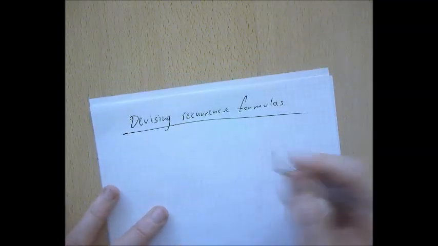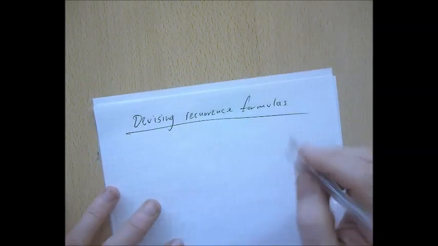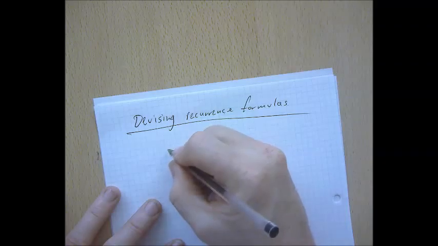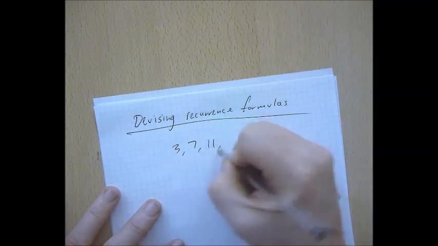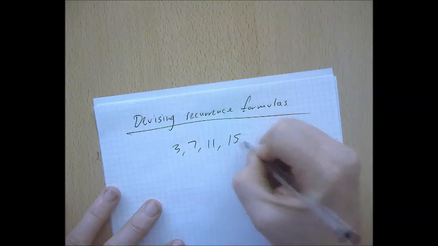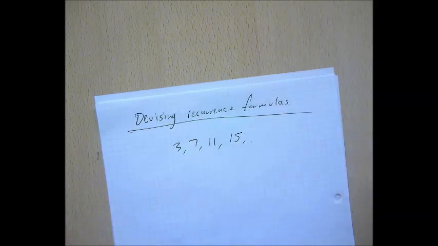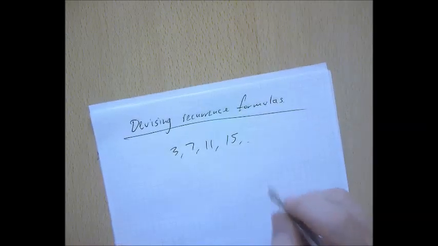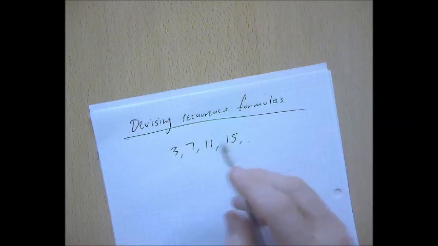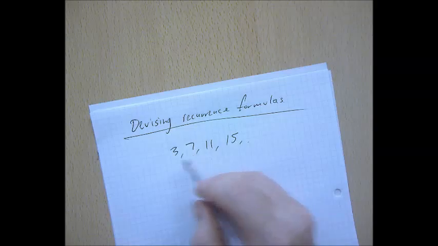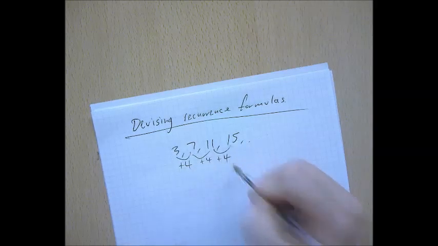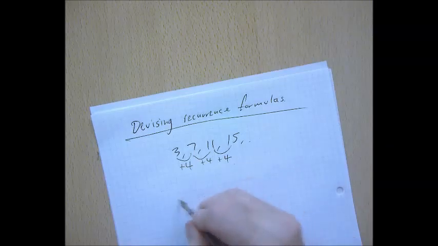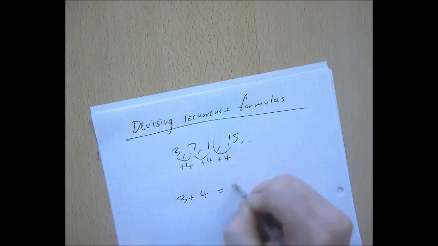Recurrence formulas from sequences that you have right in front of you. So for example, 3, 7, 11, 15. Well, you imagine just being a year 8 or year 9 and you just find the pattern. So for example, the pattern here is plus 4. And what you do is you state some facts. So 3 plus 4 equals 7.